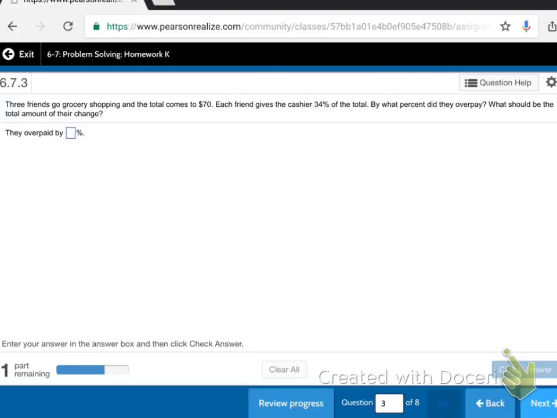Our next problem says 3 friends go grocery shopping and the total comes to $70. Each friend gives the cashier 34% of the total. What is the percent they overpay? What should be the total amount of their change? So, important information. And then we can break it down from there.